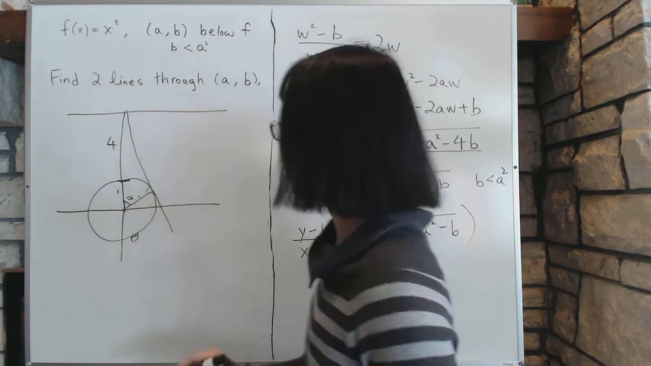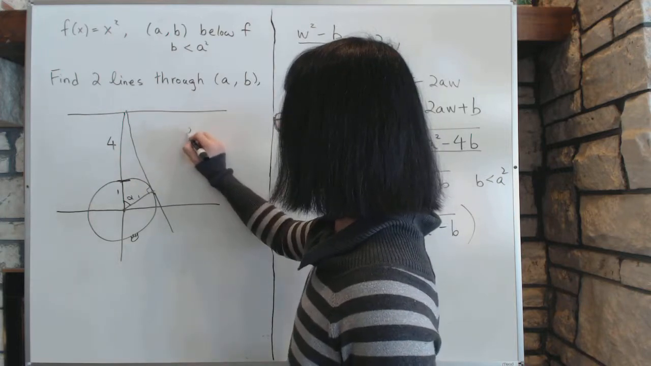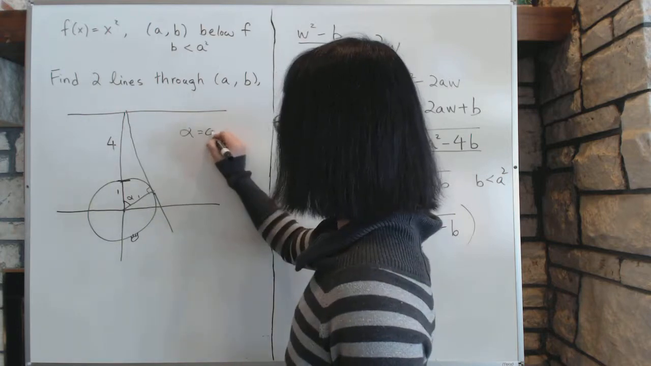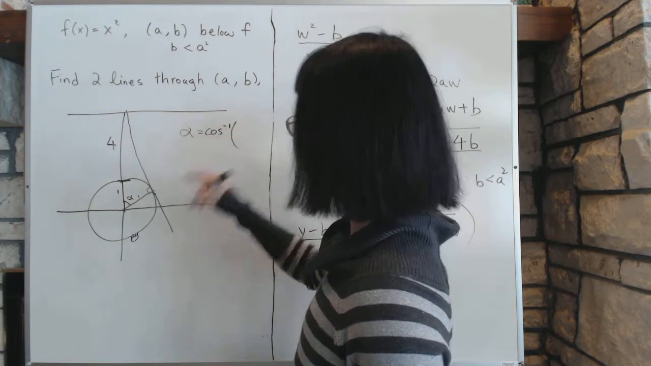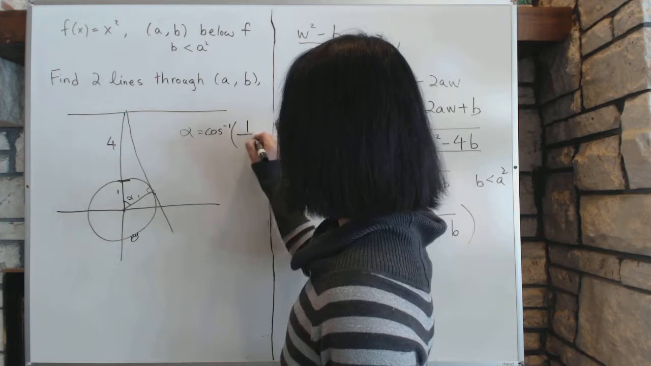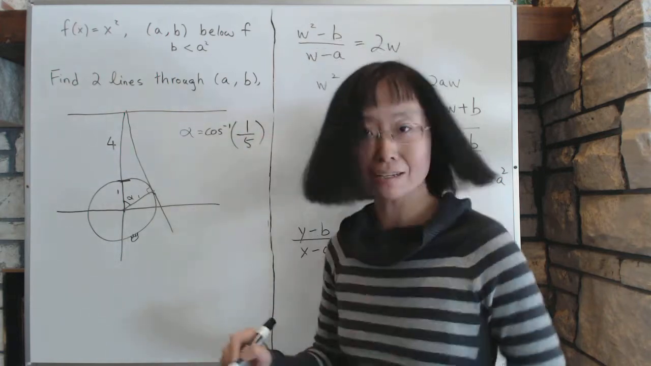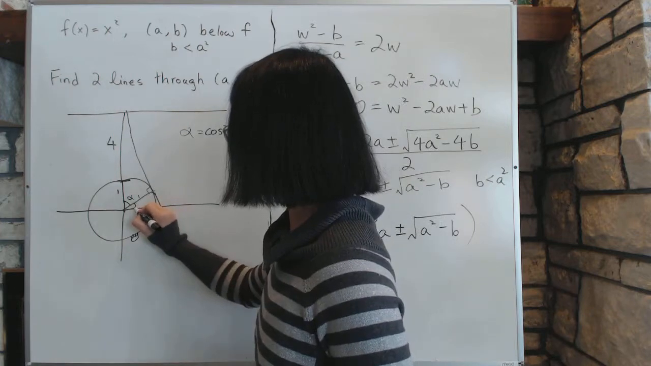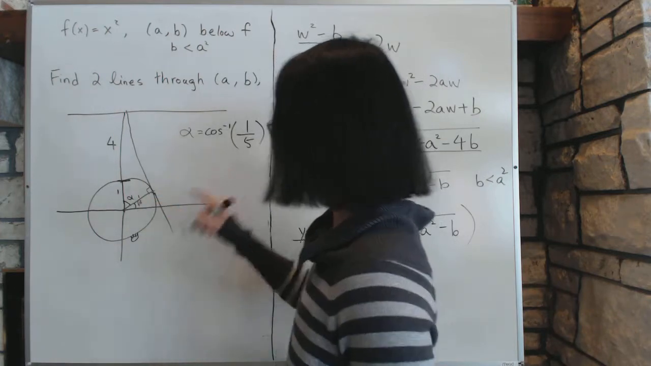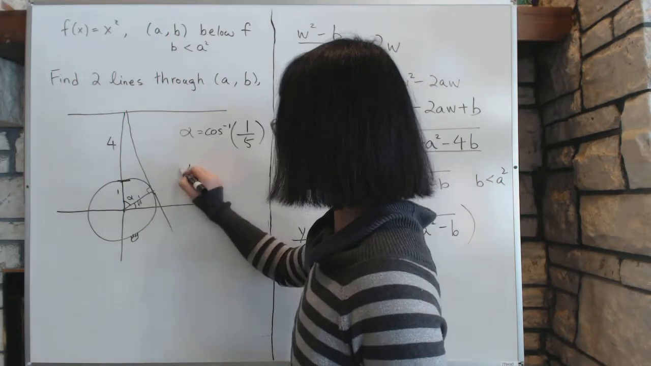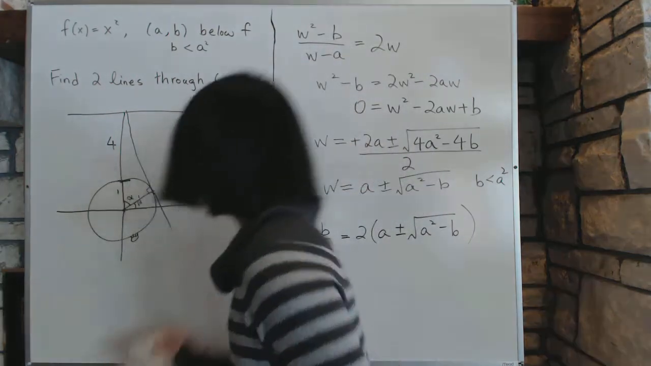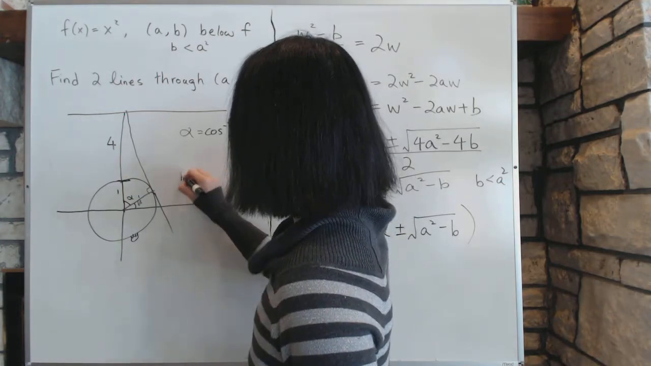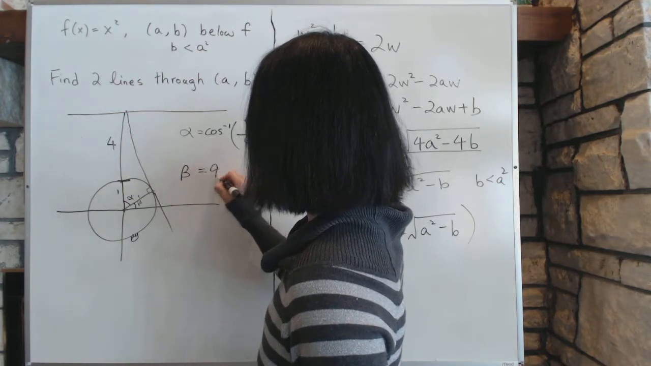Let's call it alpha. Okay, so alpha is equal to the inverse cosine, cosine inverse of 1 over 5. With a calculator, you can quickly calculate what alpha is. And once you figure out what alpha is, then you can figure out the other angle, the beta, which is simply 90 degrees minus alpha.